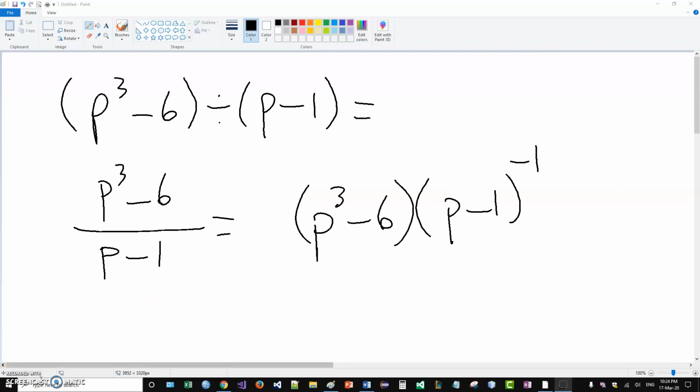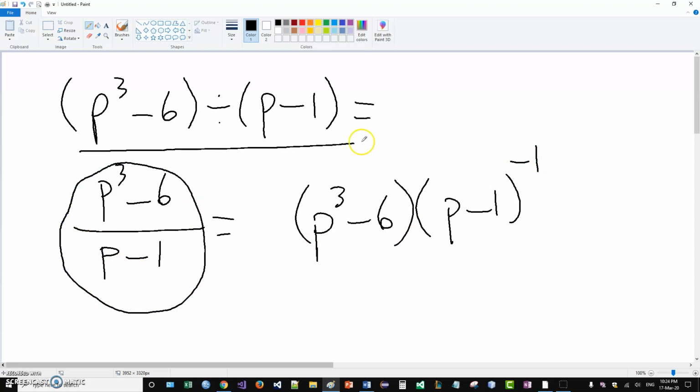Well, one thing I need to mention here is that these three things are equivalent. So sometimes they ask you to divide this by p minus 1. Sometimes they write it as this, p cubed minus 6 over p minus 1. Sometimes they write it as a product, p to the power 3 minus 6 times p minus 1 to the power minus 1. Here to the power minus 1, you can move this down and it becomes like this.